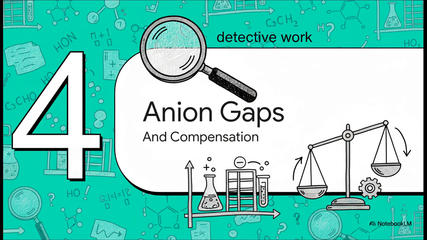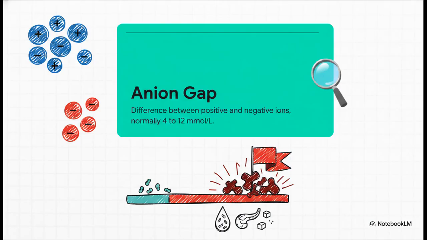Section 4. Anion gaps and compensation. Okay, the anion gap. It sounds complicated, but it's simply the difference between the positive and negative ions in the blood, calculated as sodium minus chloride and bicarbonate. The normal gap is roughly 4 to 12 millimoles per liter, mostly driven by normal unmeasured albumin. But if this gap is higher than 12, that is a massive red flag.